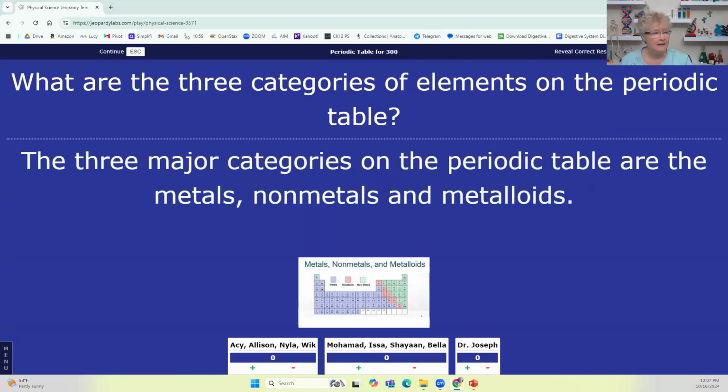Hold on just a second. So yes, you are correct. The metals are the most prevalent group. They're the blue purple color here. There are more metals than anything else. Then the green are the non-metals, and then these stair-step ones in the middle are the metalloids. Excellent. Team 1 gets 300 points.